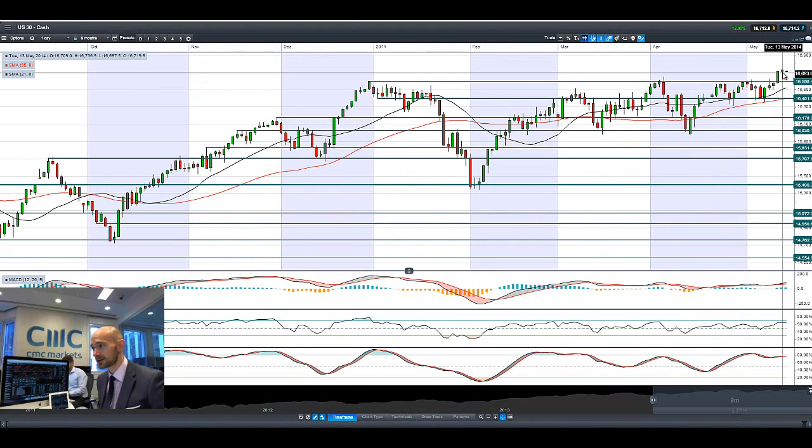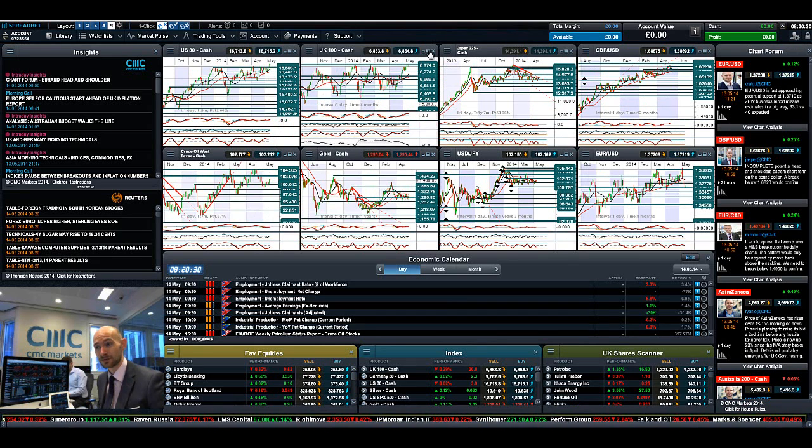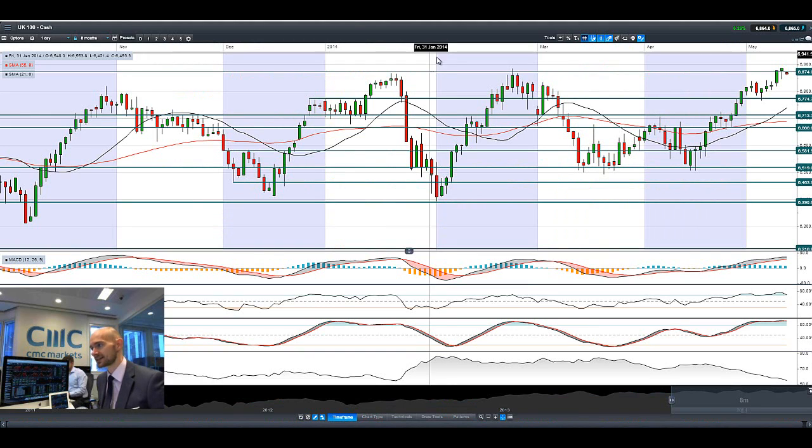As you can see there, the US 30 is still floating around this level. We're at about 16,700 after punching through there on Monday. It's been pretty static the last two sessions, and we're looking at two flat candles for yesterday and again today. There are a few bits of economic data coming out today, but nothing major from what I can see so far. We'll come back to that in a second.